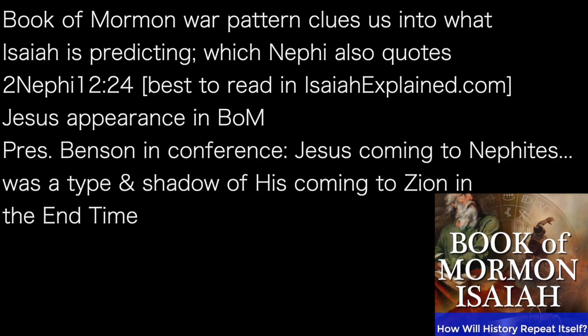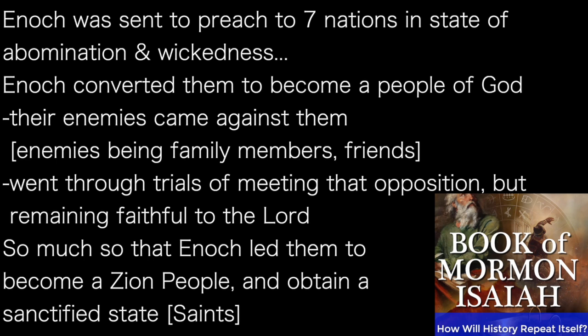One more scriptural pattern in the Book of Mormon that I want to talk about. Jesus' appearance in the Book of Mormon. President Benson was noted in conference for saying that Jesus coming to the Nephites was a type and shadow of his coming, of the second coming to Zion in the end time. Of course, we also have a great type in Enoch's people, of how Enoch was sent to preach to 7 nations who were in a state of abominations and wickedness. And he converted the people of God. He converted a people from these 7 nations who became a people of God.